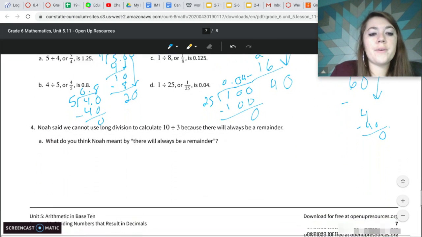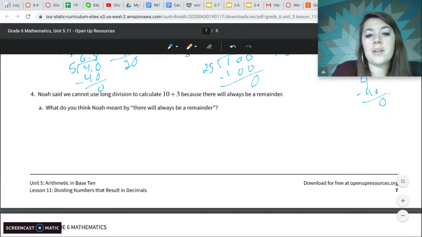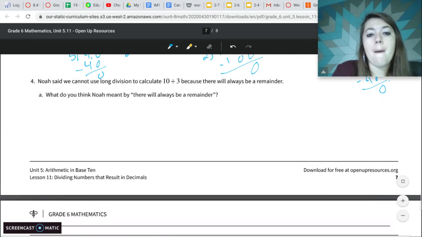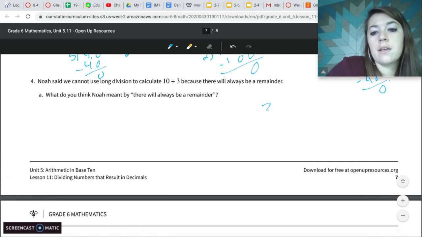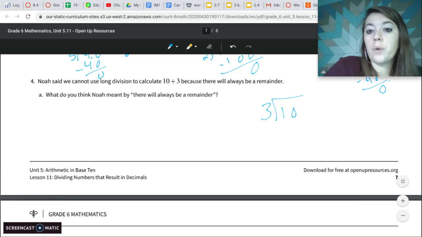For number 4, Noah said, we cannot use long division to calculate 10 divided by 3 because there will always be a remainder. What do you think he meant by there will always be a remainder? So if we take this, 3 can go into 10 how many times?